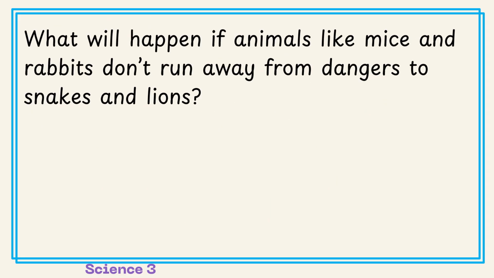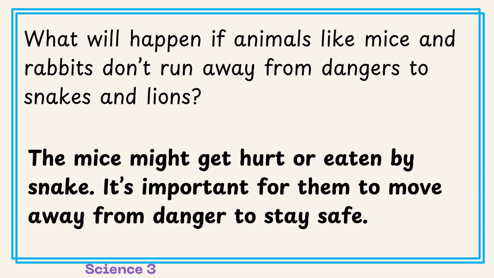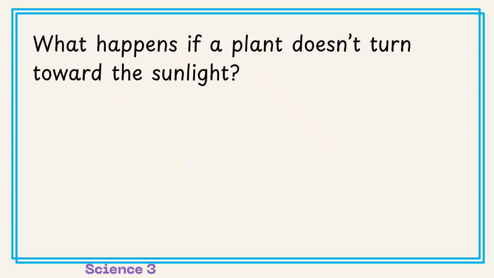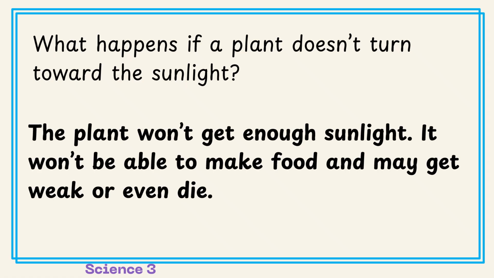What will happen if animals like mice and rabbits don't run away from dangers like snakes and lions? The mice might get hurt or eaten by the snake. It's important for them to move away from danger to stay safe. What happens if a plant doesn't turn toward the sunlight? The plants won't get enough sunlight. It won't be able to make food and may get weak or even die.